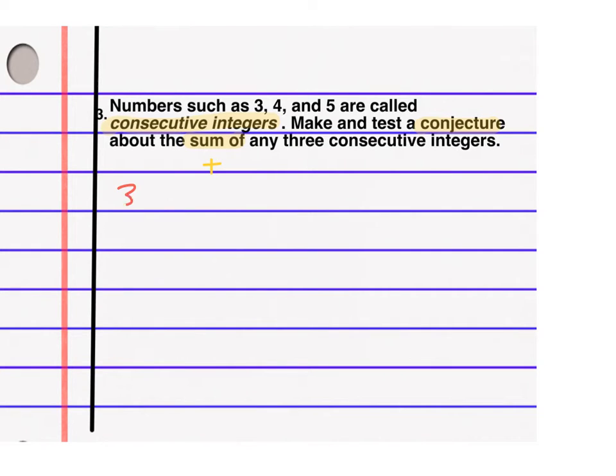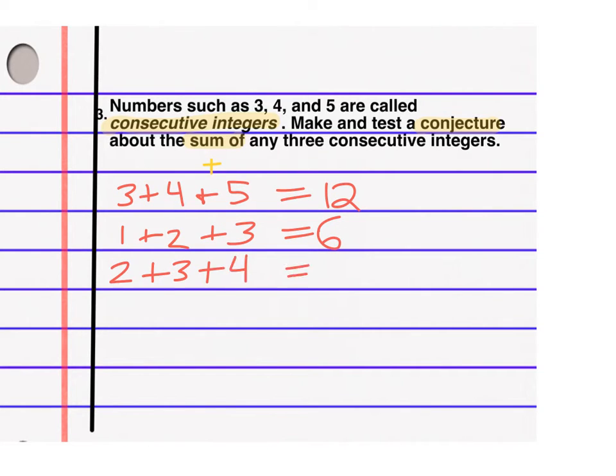Let's start with 3, 4, and 5. The sum of 3, 4, and 5, so 3 plus 4 is 7, plus 5 is 12. Okay, let's try some other ones. Let's try 1, 2, and 3. Let's try small numbers. I don't really feel like adding huge numbers. Let's try 2, 3, and 4. That's 9. Okay, what else? 4, 5, and 6. 5, 6, and 7, and we'll see if we can find a pattern.